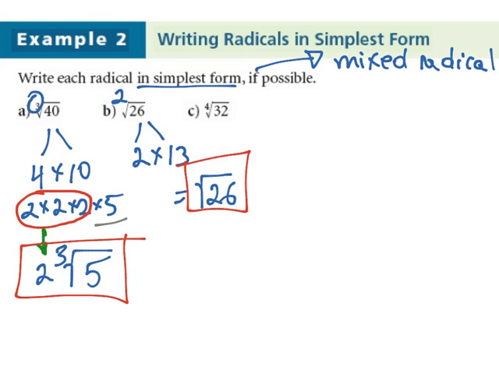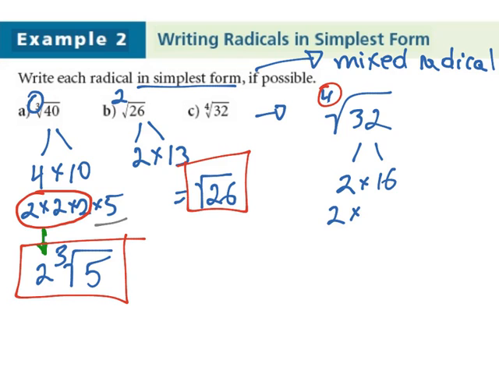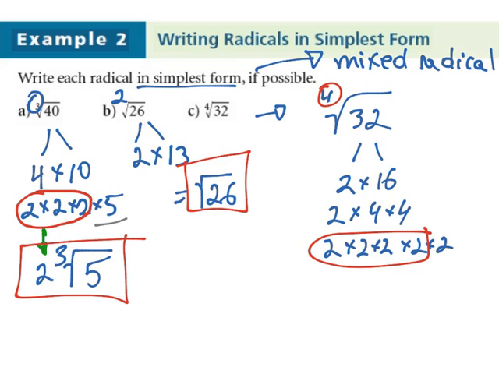Last but not least, root 32, again prime factorized. Now we're looking for groups of 4 members. So it's 2 times 16, 2 times 4 times 4, 2 times 2 times 2 times 2 times 2. Now looking for this. There you go. Then we have 4 2's.